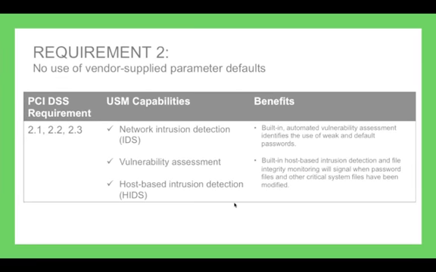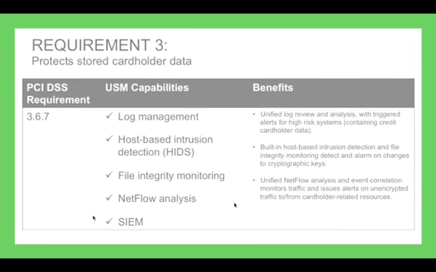Looking at requirement 2, right? No use of vendor-supplied default parameters. We include network intrusion detection, vulnerability assessment, and host-based intrusion detection, and these allow you to do that automated vulnerability assessment to identify some of the weak and default passwords that you might have in the system. It also allows you to deploy file integrity monitoring capability to signal when bad things are happening with files that you're not expecting, especially within the critical system file area.